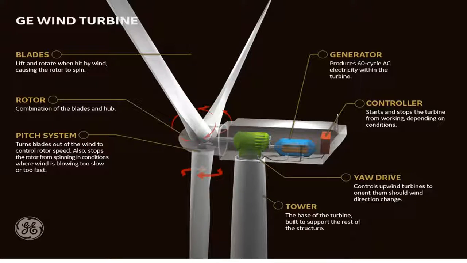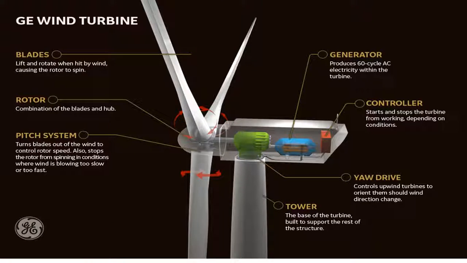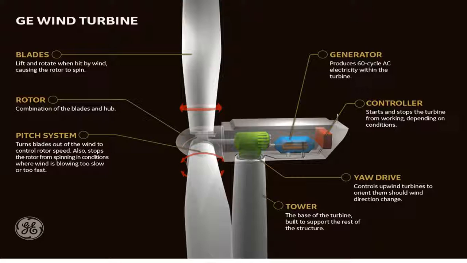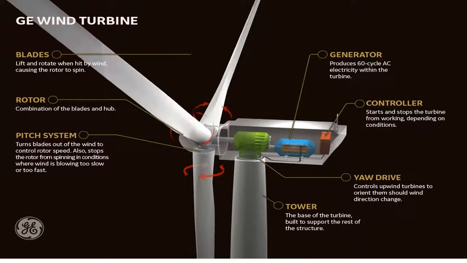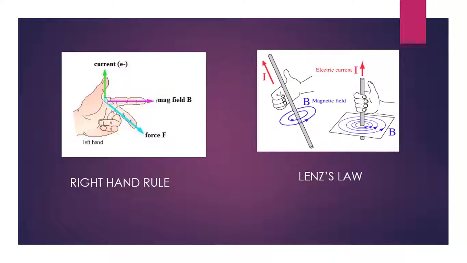This is basically a generator that is being used in a wind turbine. Whenever the flux passing through a circuit changes, an EMF is induced in it, and a current is generated. The direction of the induced current and EMF is given by Fleming's right-hand rule or Lenz's law.